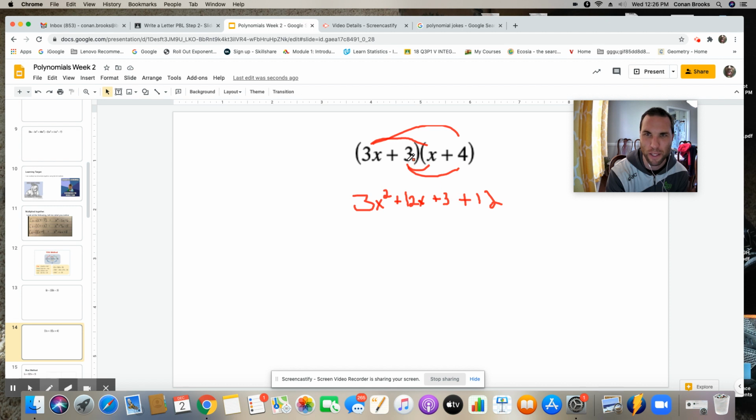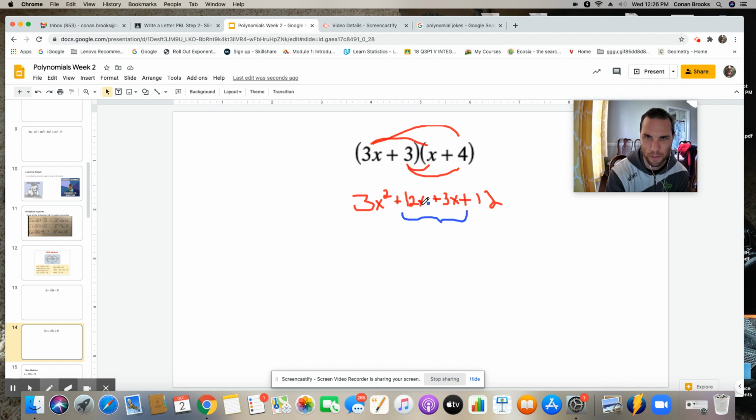Oops, that remained my first mistake. 3 times x is 3x. So you can always go back and double check. Like it should be x squared, x, just a constant. So definitely see the pattern, so it helps you out if you miss something.